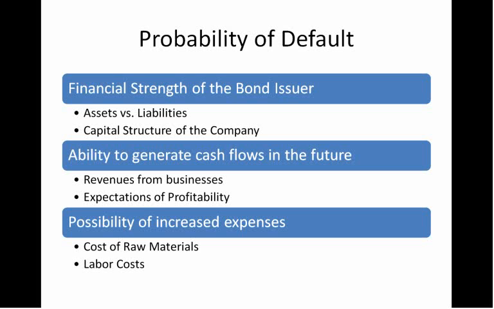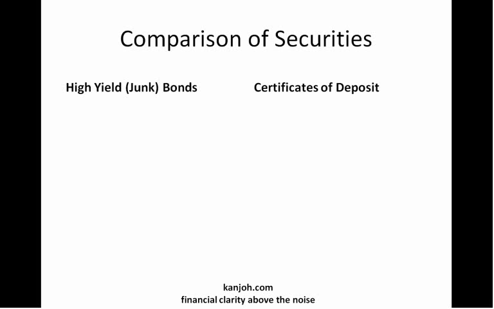So now that we understand probability of default a little bit, let's take a look at a comparison of two different securities. We're going to look at high-yield junk bonds and certificates of deposit. And we'll try to understand how default risk plays into both of these securities. So let's start with the high-yield junk bonds.